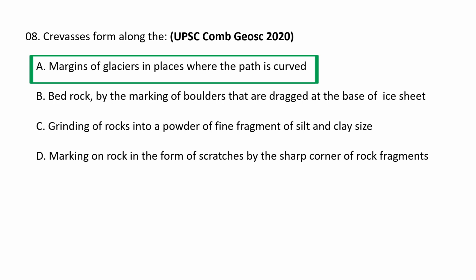So crevasses usually form in the top 50 meters of a glacier where the ice is brittle, and below that a glacier is less brittle and it can slide over uneven surfaces without cracking. So here the inflexible upper portion may split as it moves over the changing landscape. So crevasses form along the margins of the glacier in the places where the path is curved. A is the correct option.